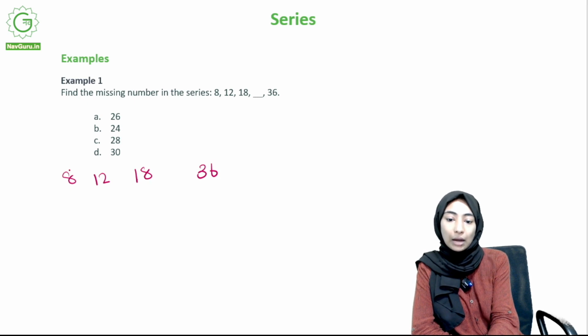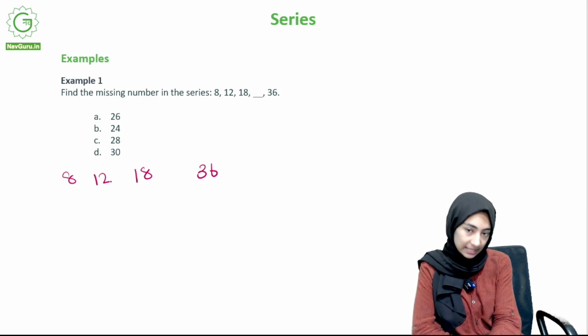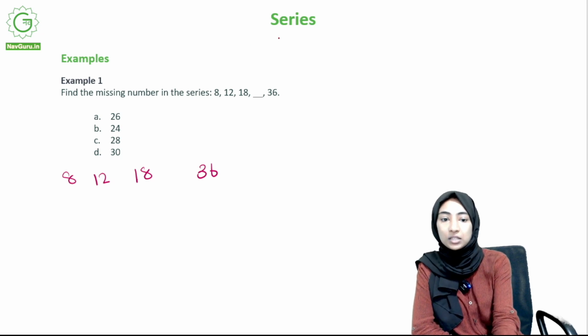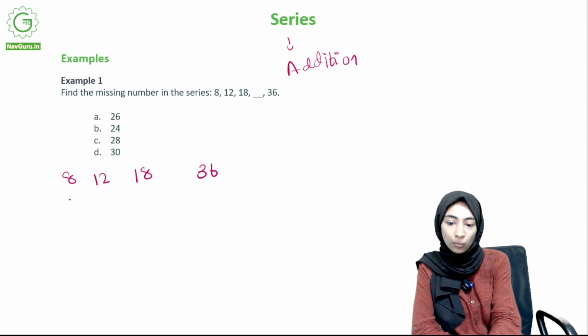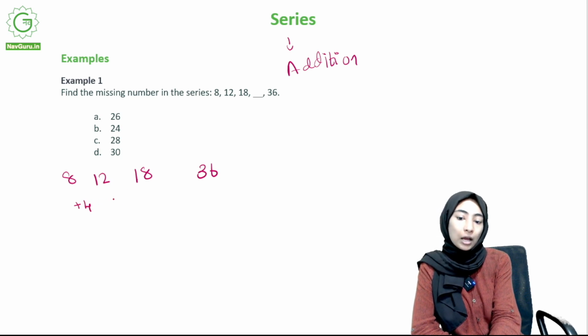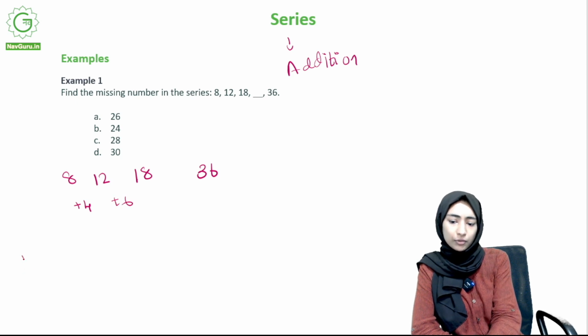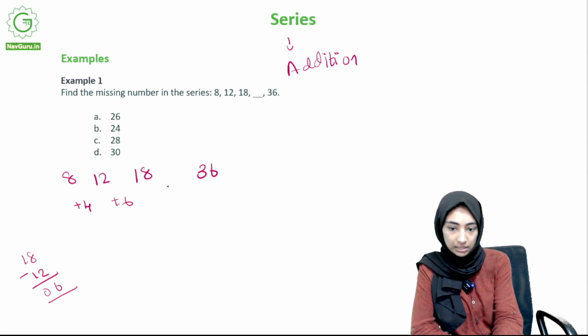Okay, how do you find the relationship between these numbers? So first, like I said in the theory session, most of the series questions are based on addition, right? So when you try to find questions, try to see what is added between the first two terms. So here 8 plus 4 is 12, right? Now 12 plus what is 18? 12 plus 6 is 18, right? If you don't get it, you can just try and subtract 18 minus 12, 8 minus 2 is 6, 1 minus 1 is 0, right? So 12 plus 6 is 18.